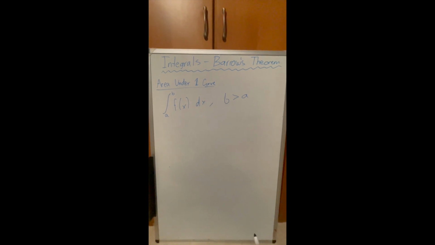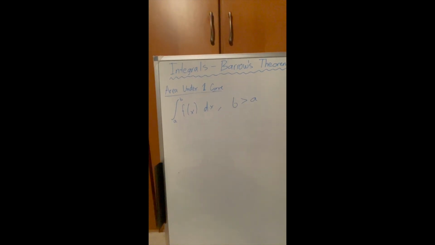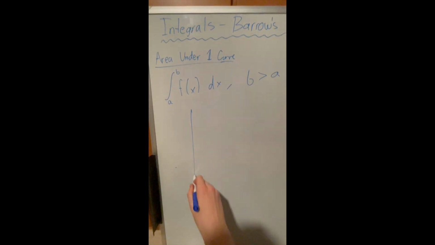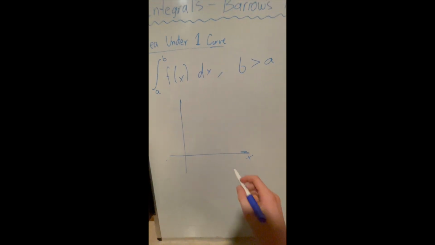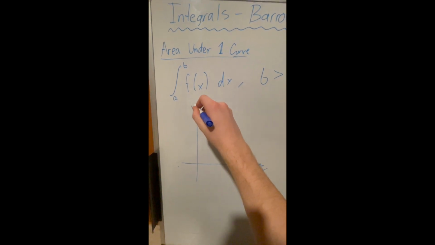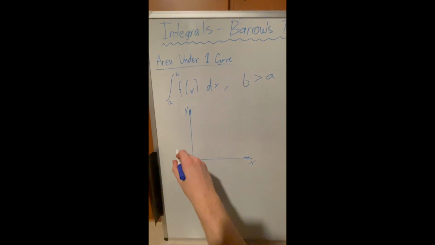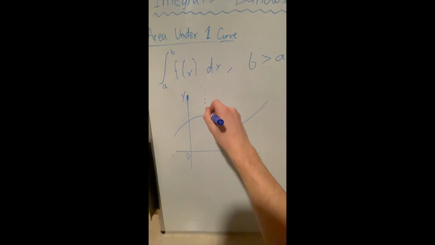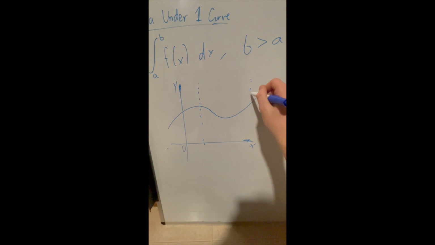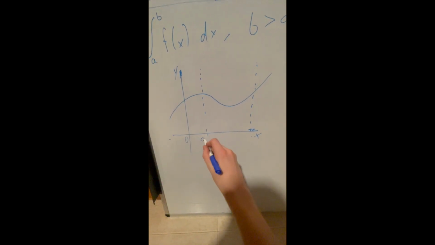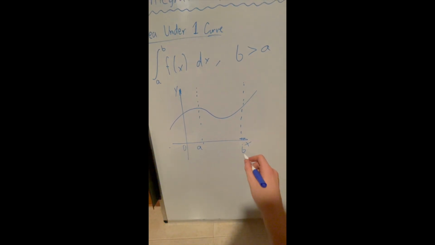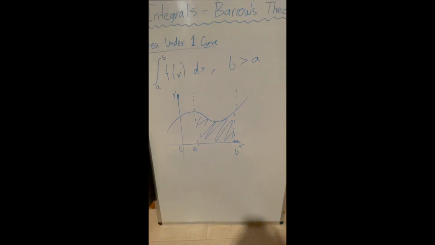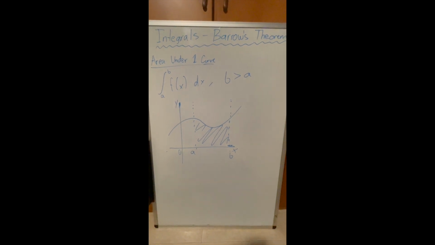And this is to solve for, in this case using Barrow's theorem, the area under a curve. So if we have a function like the following, here we have our x-axis, and here we have our y-axis, or point 0, and we have this function, for example, and we want to find the area under the curve between points A and B, B being the larger one. Using Barrow's theorem, we can.